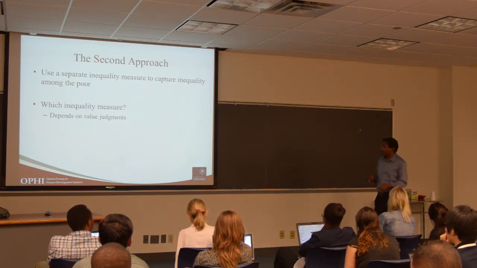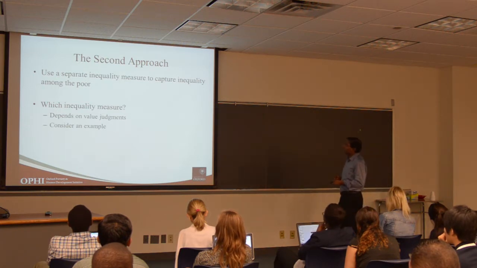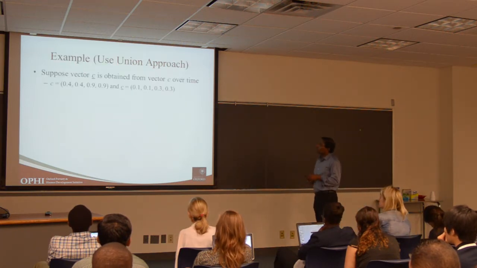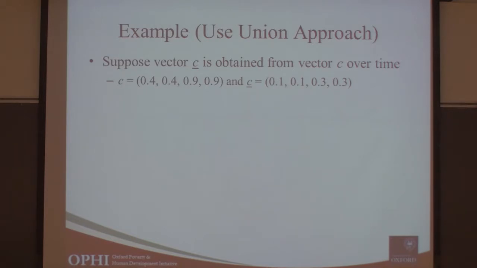Well, let's look at this one. Let us consider an example. Suppose we have these two different deprivation datasets. Here you have two persons with 40% deprivation and two persons with 90%. Over time it has improved, suppose. Now the first two persons have only 10% deprivation, and suppose we use a union approach here, so we identify everybody as poor. And then two persons have 30% deprivation.